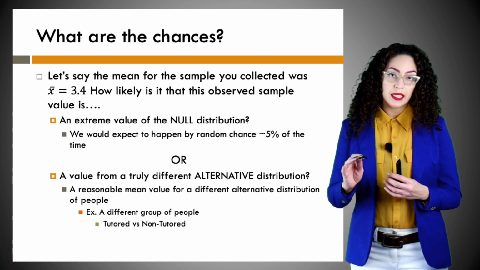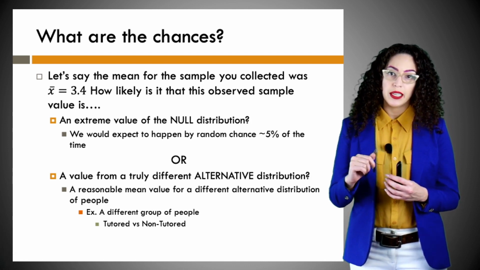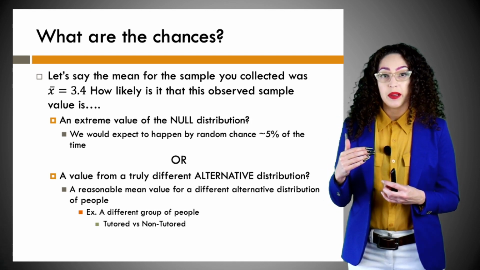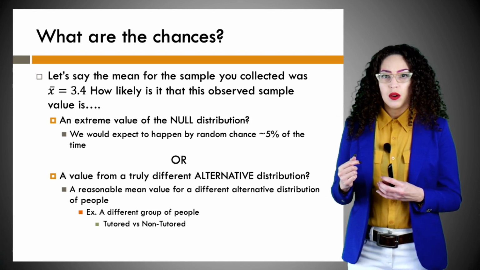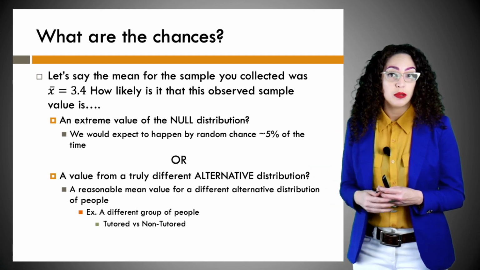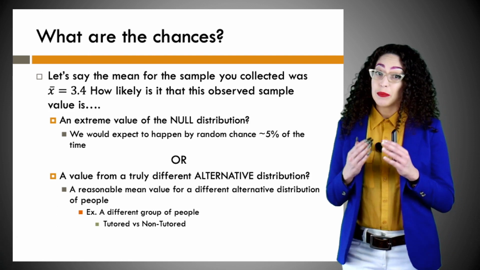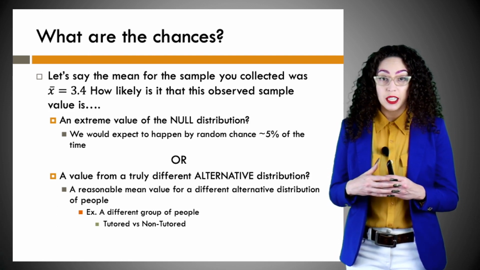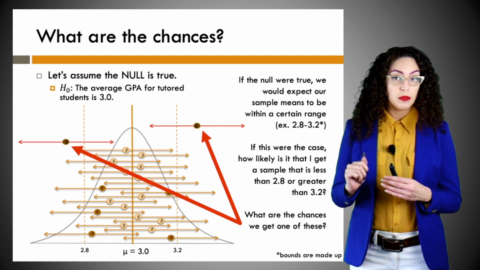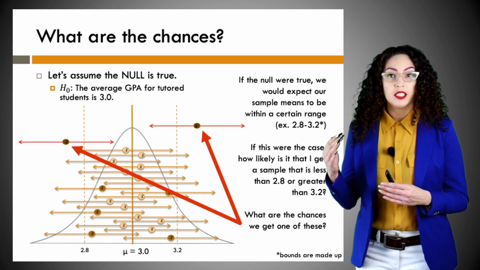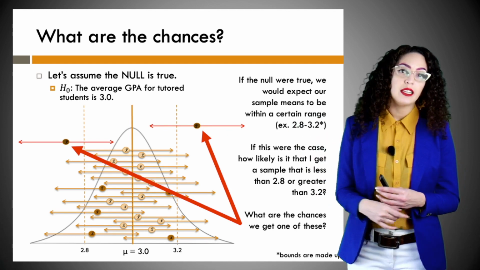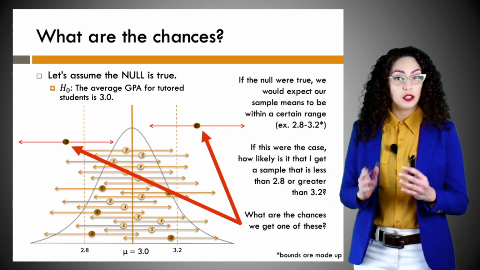How likely is it that the observed sample mean that you calculated is an extreme value in the null distribution that we would expect less than 5% of the time, or a truly different value from a different distribution, an alternative distribution? In this case, maybe people who are tutored are actually different from people who are not. Again, always assuming that the null is true. Average GPA for even tutored students is going to be 3.0 because tutoring has no effect. We're assuming the null is true.